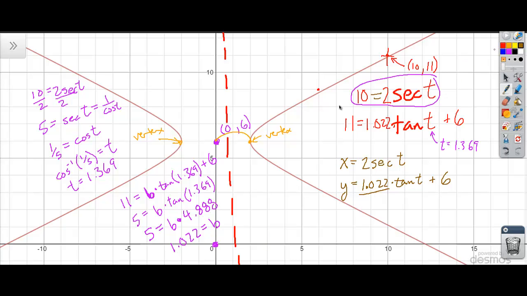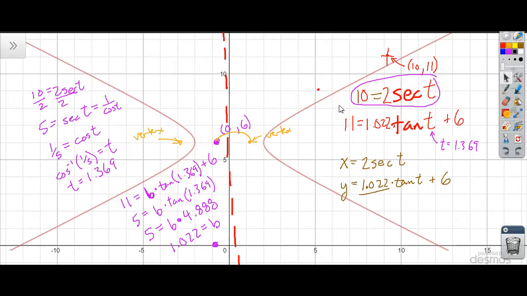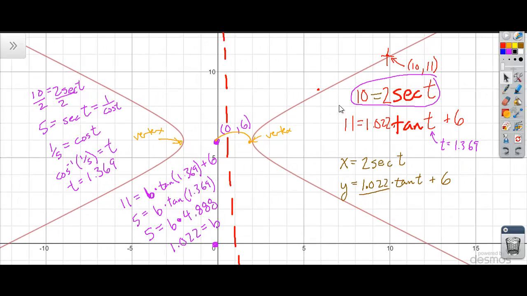All right. Now I just want to look at how we would take this and make it rectangular. I've got parametric, and I want rectangular. It's going to be based on the Pythagorean identity, tangent squared plus 1 equals secant squared of the same argument.